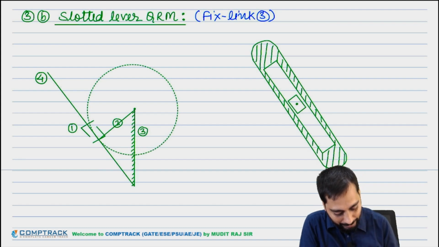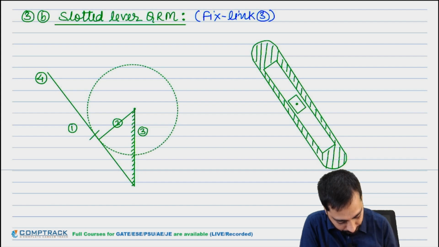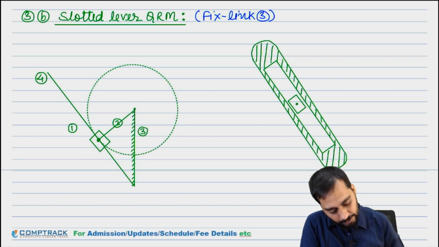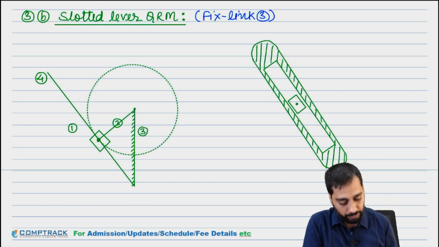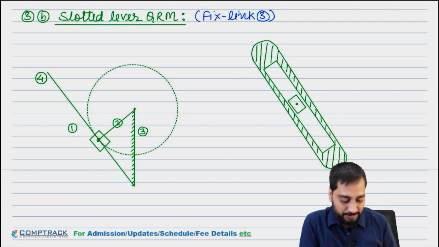Yes or no? The angle between them will be 90. Make it like this. So right now it is at the farthest left position. Okay. Now the mechanism is completed.